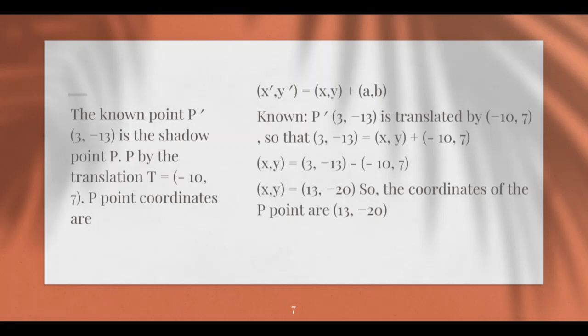becomes (x, y) = (3, -13) - (-10, 7), where what is inside the parentheses is calculated first. (x, y) = (13, -20), so the coordinates of point P are (13, -20).